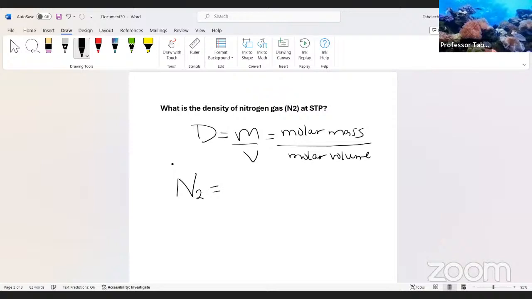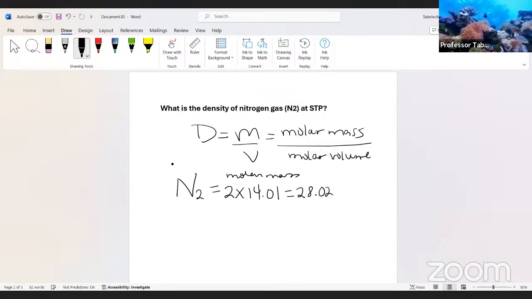So in this case, we need to find the molar mass of nitrogen. We're going to say 2 times the weight for one nitrogen, 14.01. So I'm going to multiply the 2 of them times that 14.01, and that's going to give me 28.02 grams per mole. Okay, here's the deal.